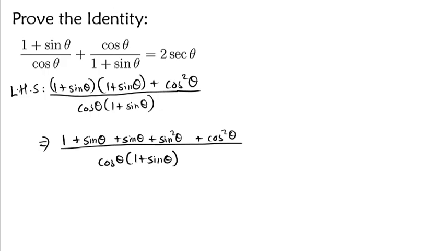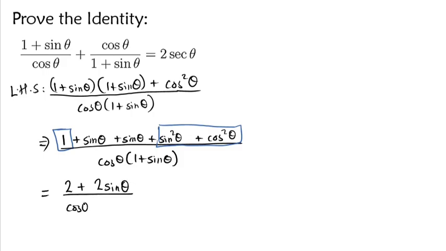Now, if you know your trigonometry very well, then you can clearly see that this part here gives us a 1. Sine square plus cos square is 1. So, the 1 that we have here plus that 1, we're going to get a 2. So now we can say 1 plus 1, that's the 2, plus sine gives us 2 sine theta. In the denominator, we have cos multiplied by 1 plus sine.